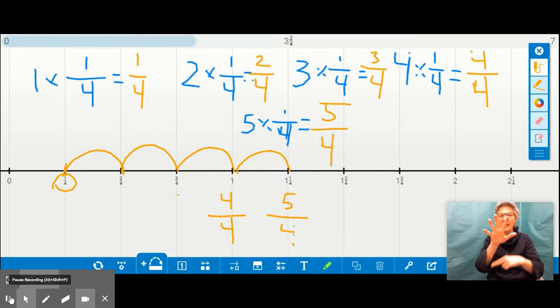5/4. So what I did was I took my whole number and I multiplied it by my fraction, right? 1 times 1/4 is 1/4. 2 times 1/4, I'm counting by 1/4: 1/4, 2/4. 3 times 1/4: 1/4, 2/4, 3/4. 4 times 1/4, I'm going to count 4 times: 1/4, 2/4, 3/4, 4/4, and so on.